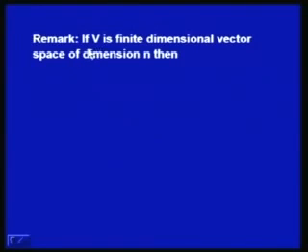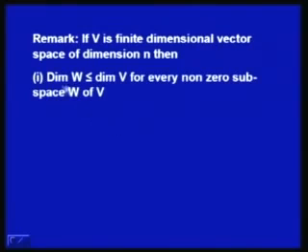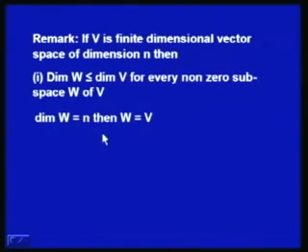Now, if we have a vector space V which is finite dimensional, then dimension of W is less than or equal to dimension of V for every non-zero subspace W of V. So, every subspace W of V will have dimension less than or equal to dimension of V, and in a special case, when dimension of W is the same as dimension of V, then we say this W will be the same as the vector space V. I suggest that viewers prove this result.